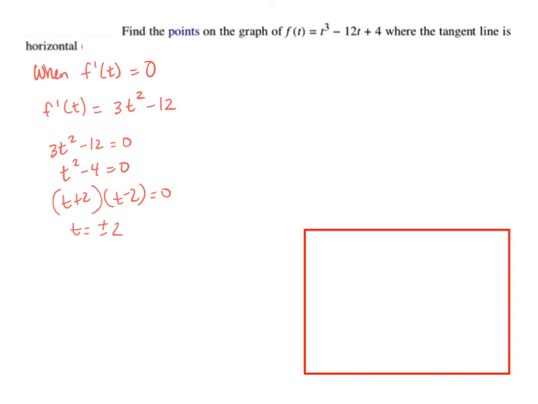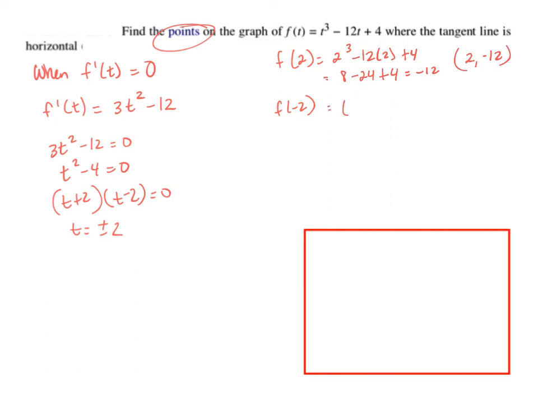We want to find the points, not just the t values, but the whole ordered pair. So we need to evaluate the original function at 2 and at -2. So we have 2, -12. And -2, 20.